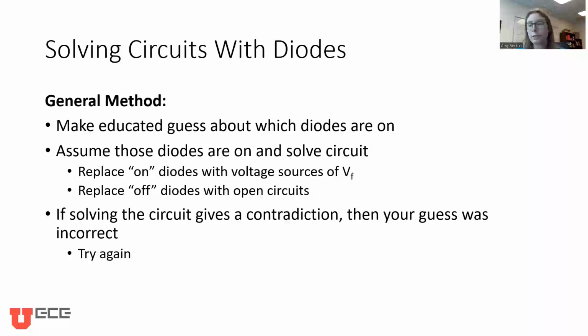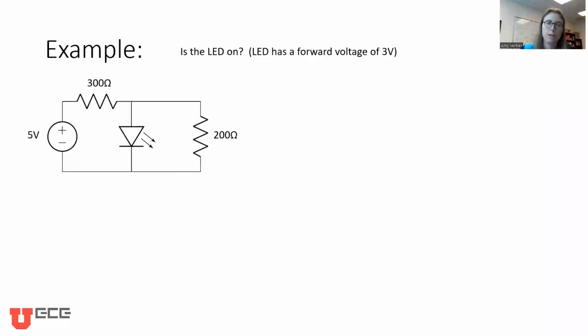So we're going to do a couple examples now to practice our educated guesses and kind of get a feel for how to work with these circuits. So here's the first example. Is the LED on? So when I look at this, I see, oh, 3 volts for the forward voltage, and we have 5 volts over here. So yeah, current can flow this way. Okay, I'm going to assume that LED is on.